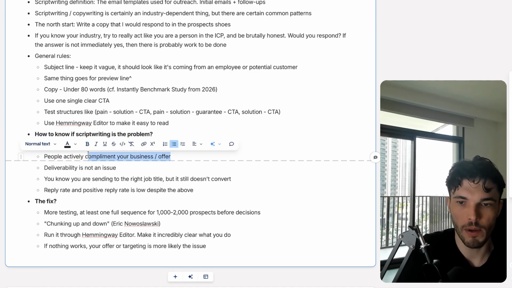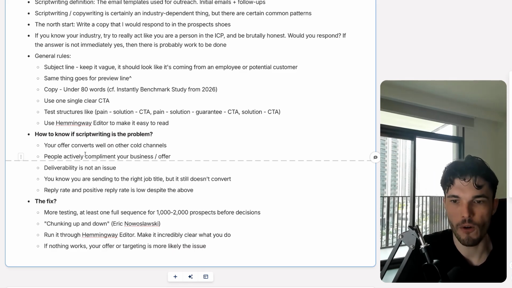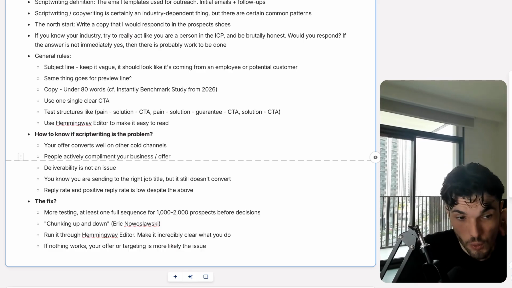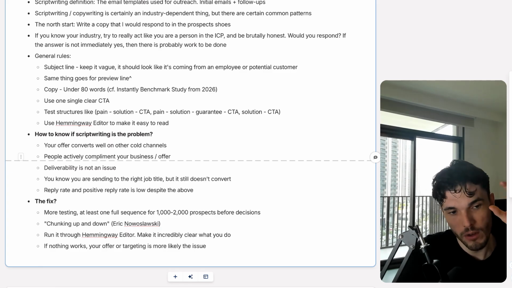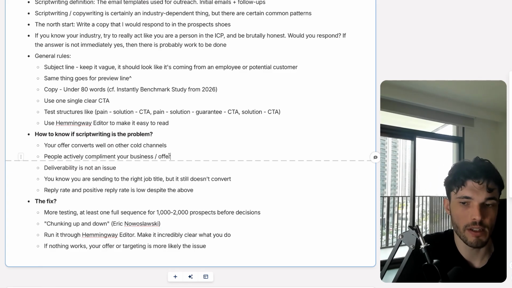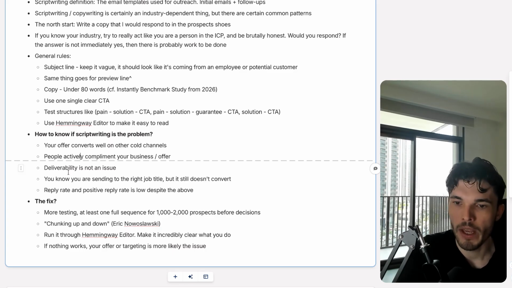Another thing is people actively compliment your business and your offer. So when you get on sales calls, people say, "Wow, this is great. I think your website is great, and I really like your offer." Sometimes prospects will do that, which is a great sign for your business. But if your email is not converting, even though this is happening, typically your scripts are just off. People don't really get it. It's hard to read, or the messaging is bad.